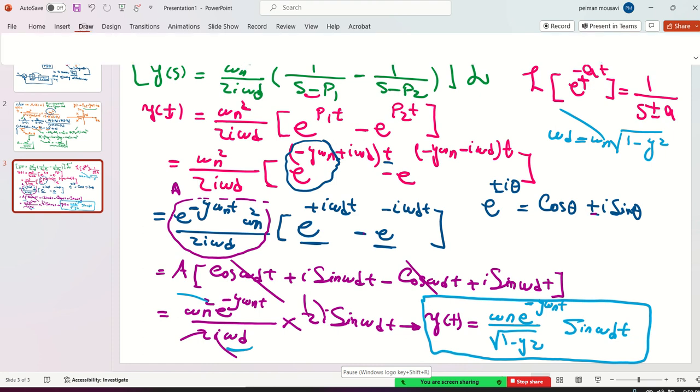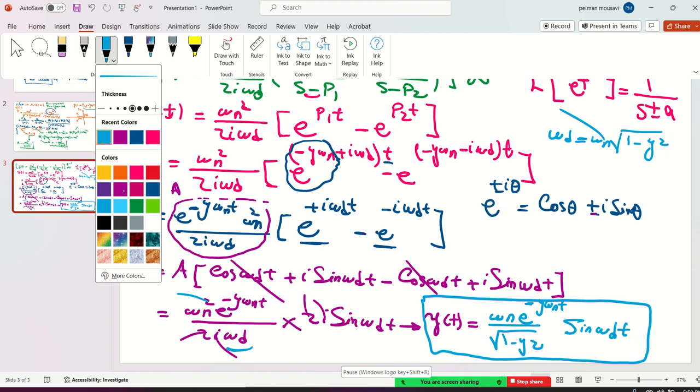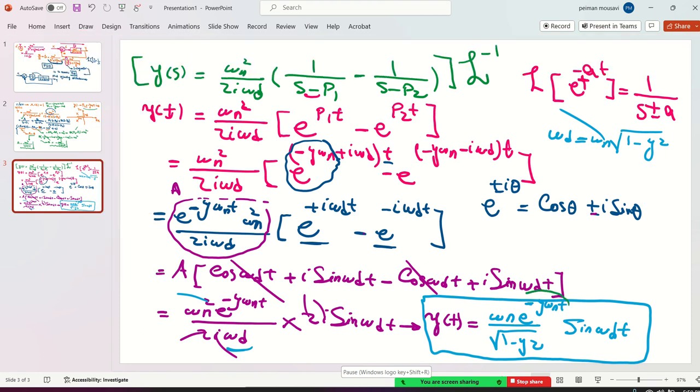I told you, what is the name of this term? e to the minus zeta omega n t. What's the name of that? Minus zeta omega n t. Decaying term, that's right. It goes to 0 when t goes to infinity, and this is parabolic.